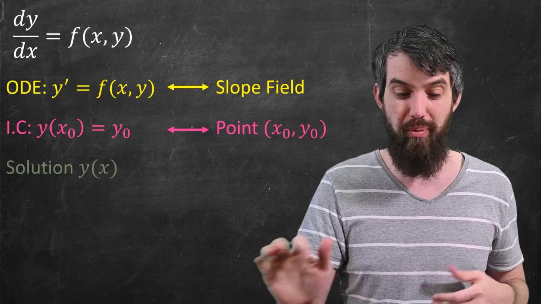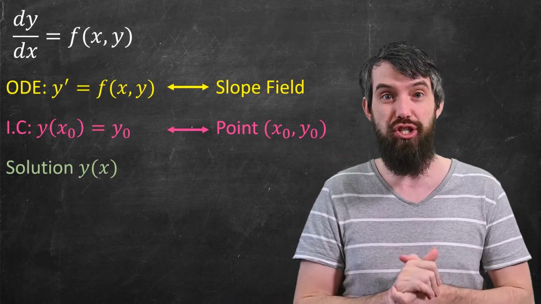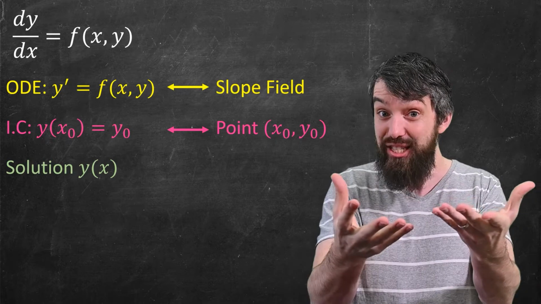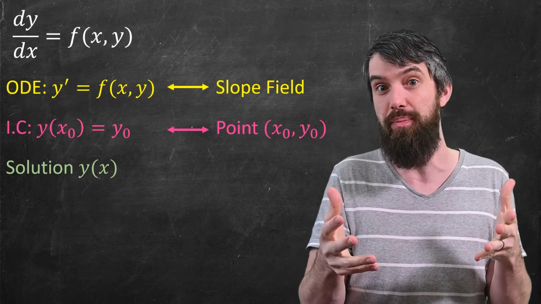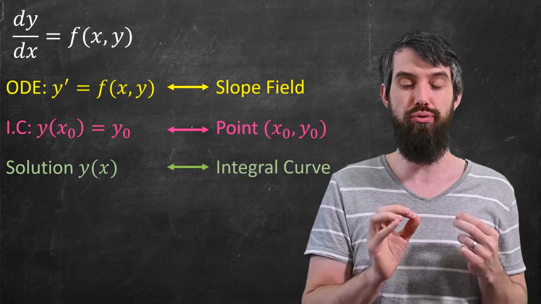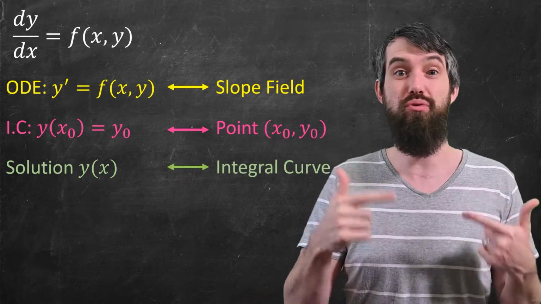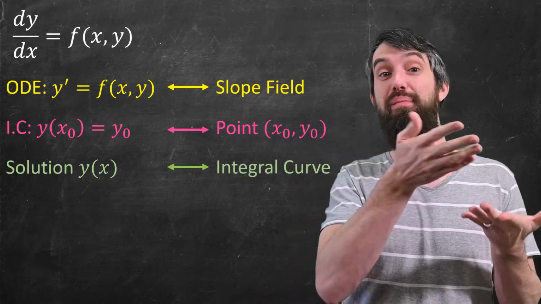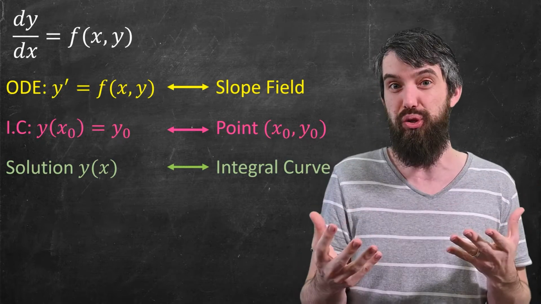Okay, so what's a solution? We've seen this analytically. It's just some function. If you have some function that satisfies the differential equation, that's your solution. And then on the geometric side, this is what the integral curves were. So the integral curve was just the graph of some function here. So that's the geometric story.